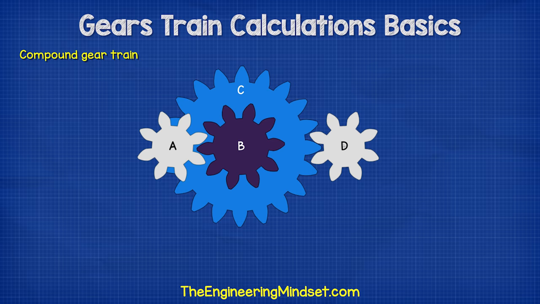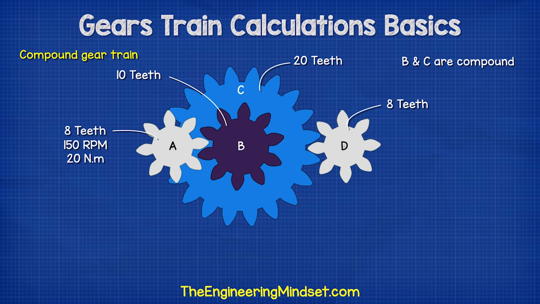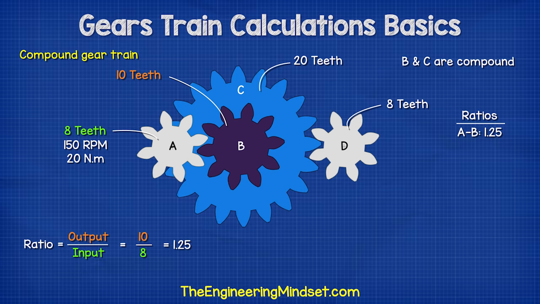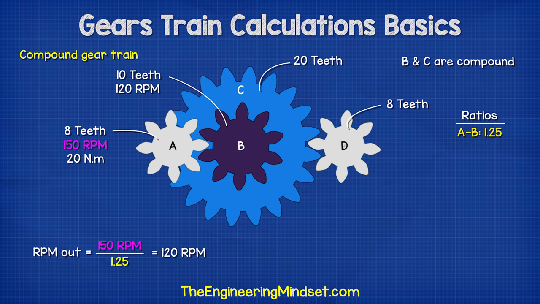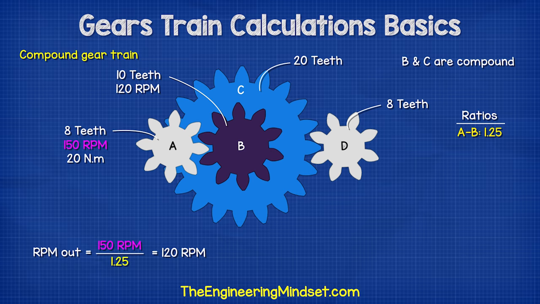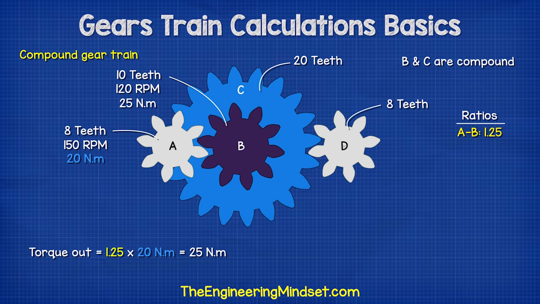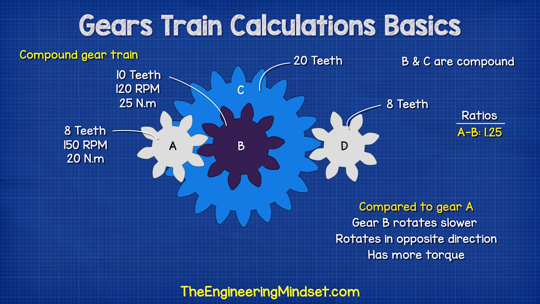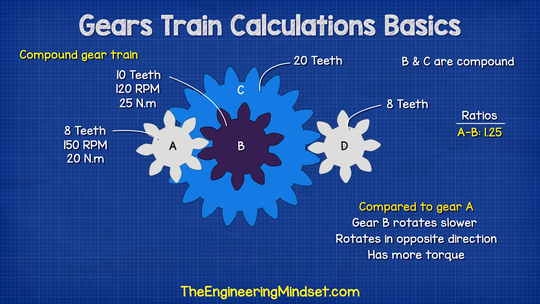So with this setup, we have 4 gears, A, B, C, and D, but B and C are compound. If gear A has 8 teeth and gear B has 10 teeth, then the ratio is 10 divided by 8, which is 1.25. Gear A rotates at 150 RPM, so gear B is 150 RPM divided by 1.25, which gives us 120 RPM. Gear A has a torque of 20 Newton meters, so gear B is 1.25 multiplied by 20 Newton meters, which is 25 Newton meters. So this gear rotates the opposite way to gear A. It will rotate slower because it is larger, but it has more torque.